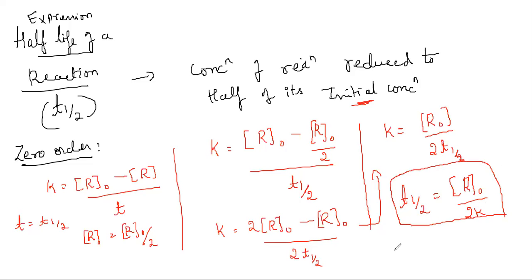Here if you observe, t half is directly proportional to the initial concentration. That is, the half-life period of a zero order reaction is directly proportional to the initial concentration of the reactant. So the initial concentration is directly proportional to t half. It is very important. Okay, so this is the derivation of the expression for half-life of a zero order reaction.